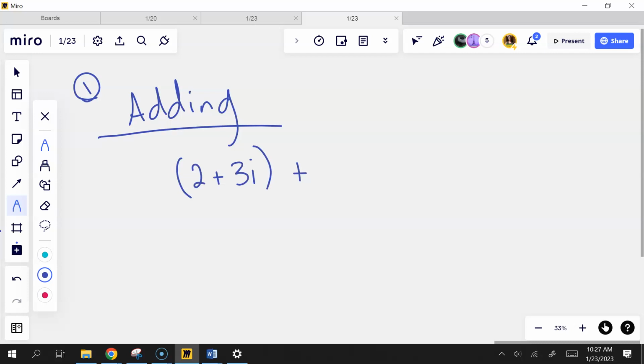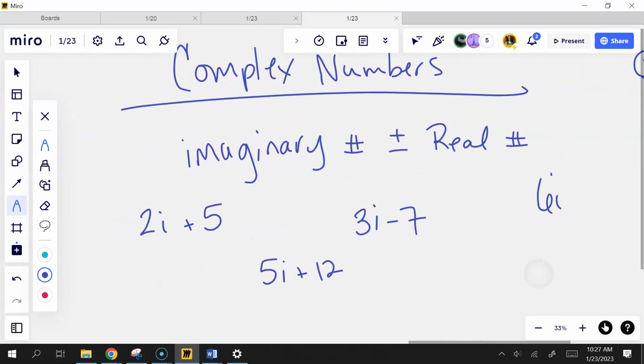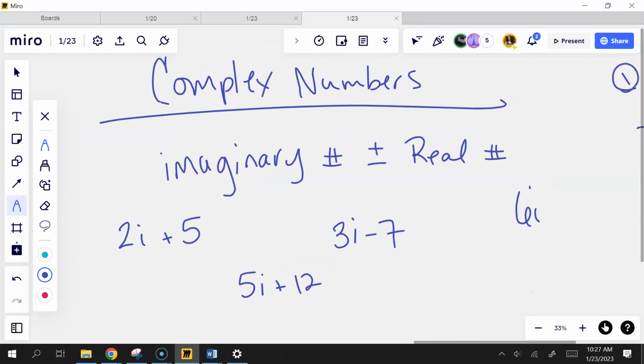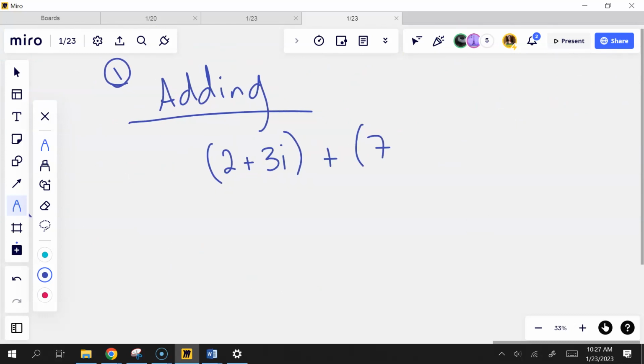Logan, give me a complex number. Oh no, I gave it to y'all wrong. This is opposite for standard form. You put the real number first. It doesn't really matter. 7 plus what did you say, Logan?